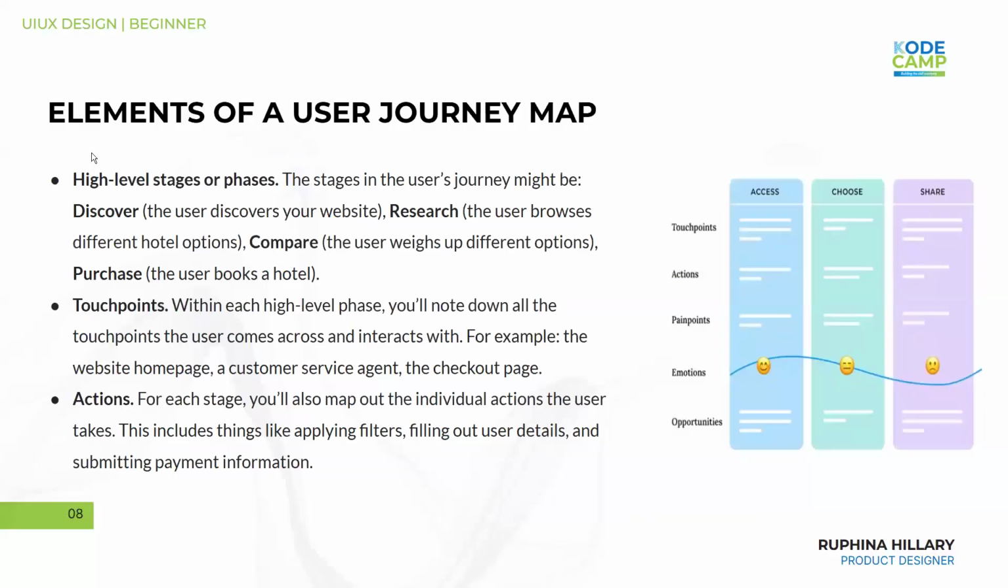So now the next element: the high level stages or the phases. This is basically the key stages in which a user is interacting with your product. The example here is a hotel website where you can book a hotel to sleep or to live in, whatever you want to use the hotel for. So now you have this idea in your head that I'm creating a website for a hotel where people can book hotel rooms.